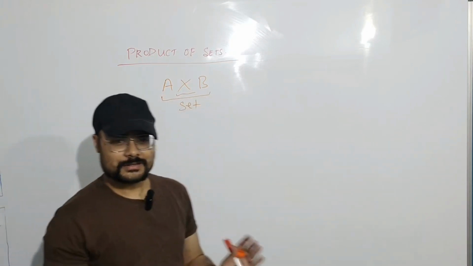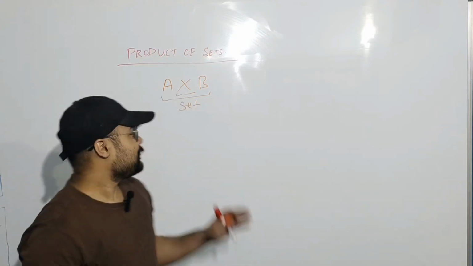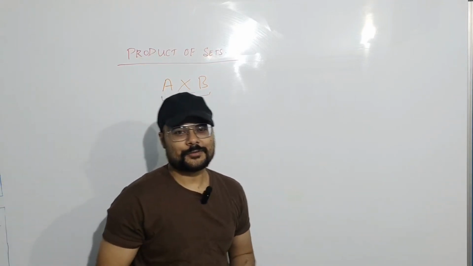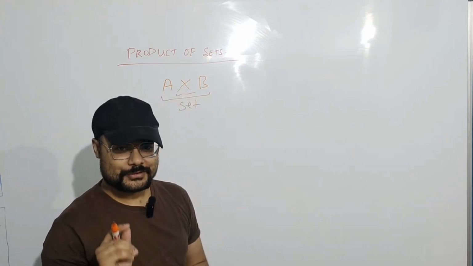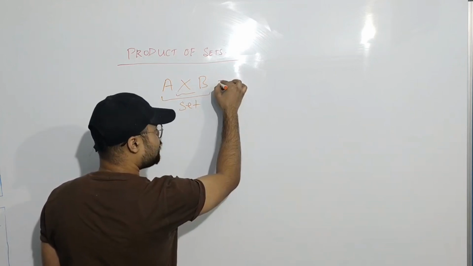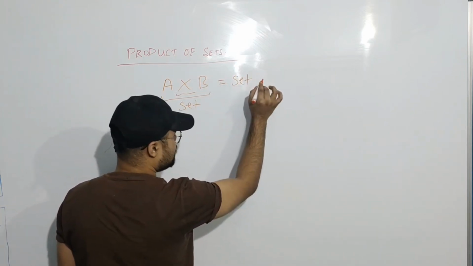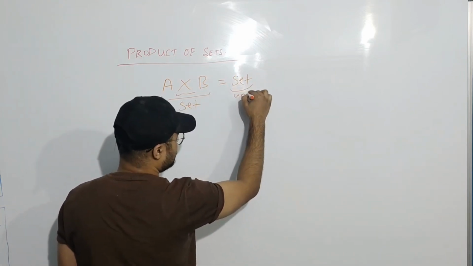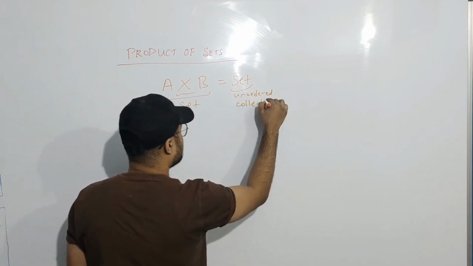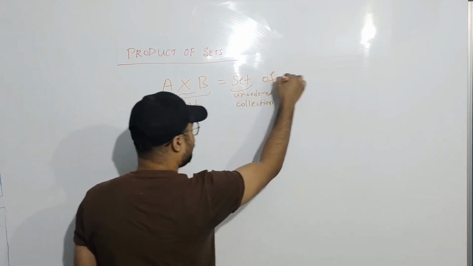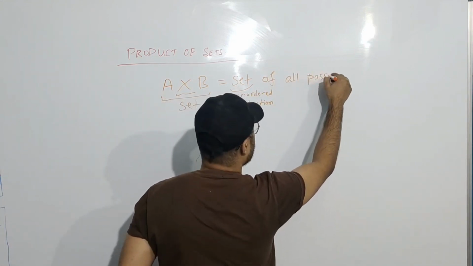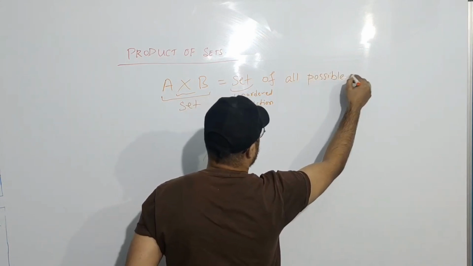A set is an unordered collection, and the result of it is also an unordered collection, but an unordered collection of ordered pairs. This is a very important point. So A cross B will give you a set, no doubt, which is an unordered collection: the set of all possible ordered pairs.